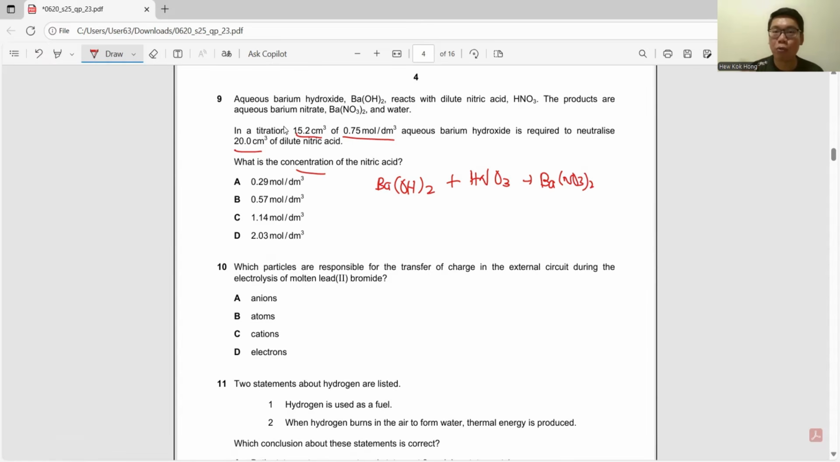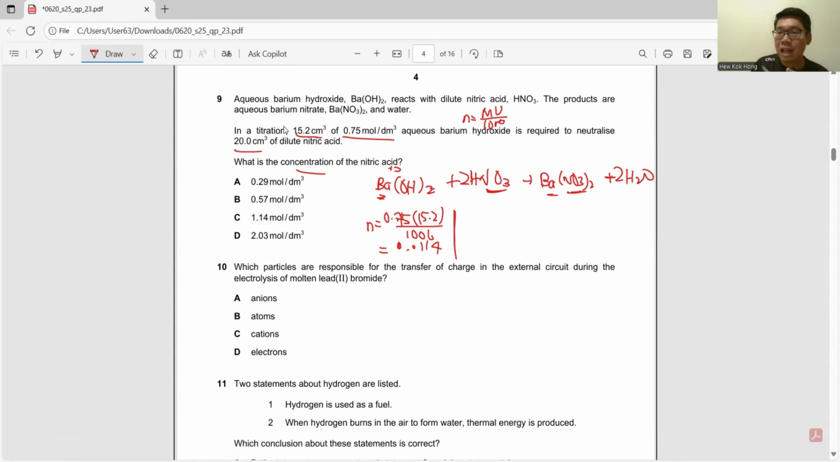Barium nitrate has NO3 twice, because from here we can know barium has a charge of positive 2, and then we'll form H2O. So one barium with one barium, okay. Nitrate, we need to have 2. So from here, we can know the ratio between them. Then we can find the number of moles of barium hydroxide because the information is given. We can use the formula n equals concentration times volume divided by 1000. So we get the number of moles of 0.0114.